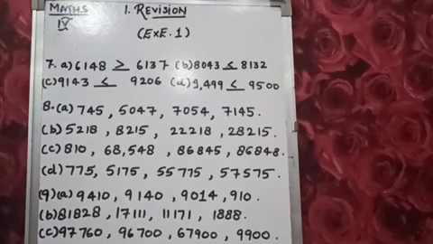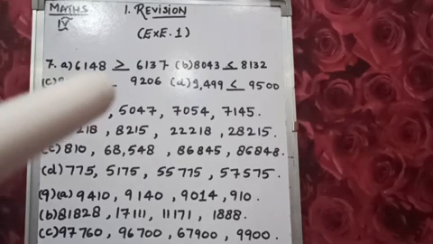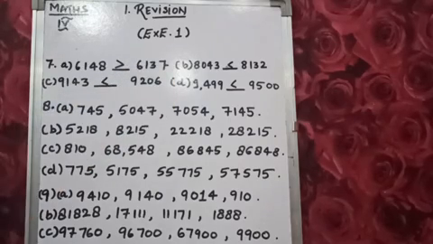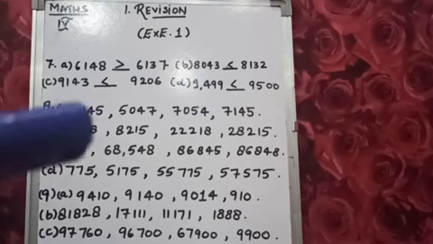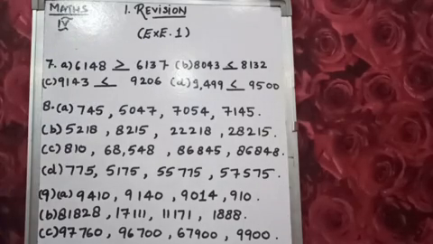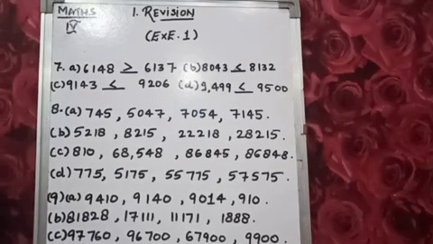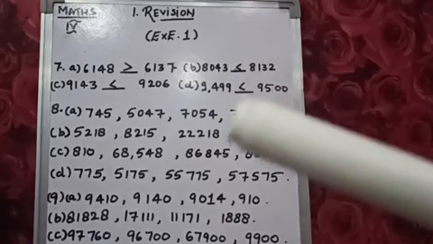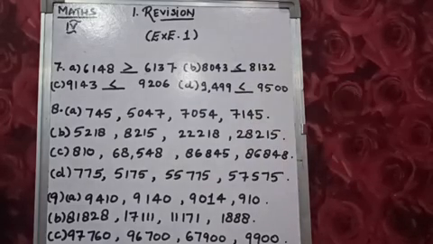First question is 6148 or 6137. So 6148 is greater than 6137. Okay. Now question number B. Question B is 8043 or 8132, which is greater? So 8132 is greater.